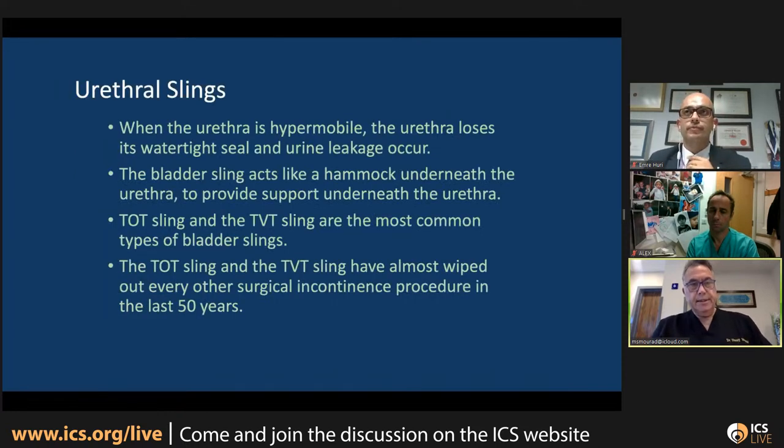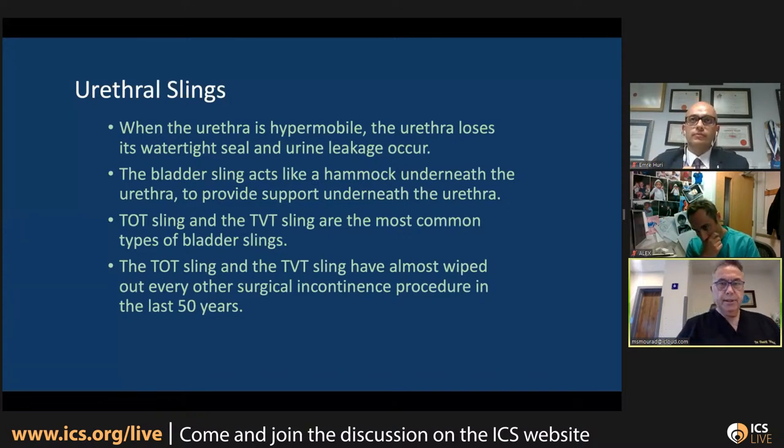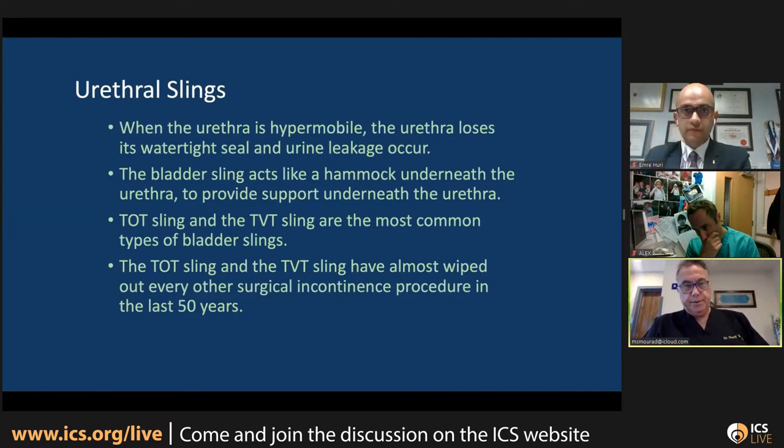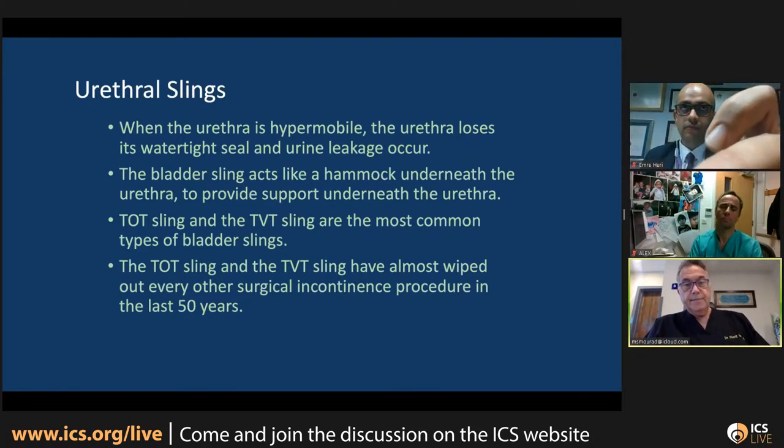I want to start by saying that when the urethra is hypermobile, the urethra loses its watertight seal and urine leakage occurs. The bladder sling acts like a hammock underneath the urethra to provide support. The TOT sling and the TVT sling are the most common types of bladder slings.